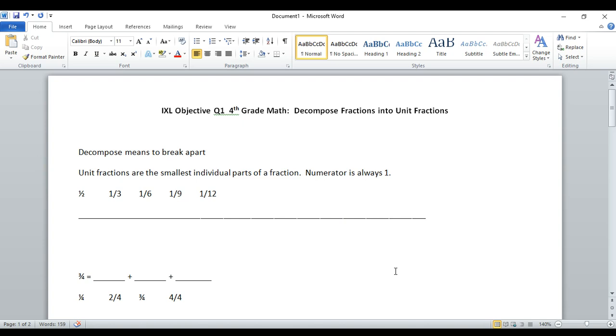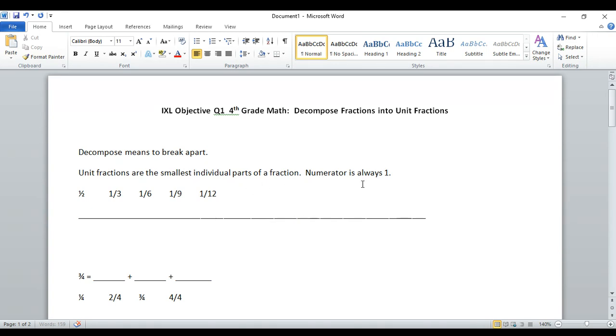Hi boys and girls, this video is to explain IXL Objective Q1 from 4th grade math, and it's called Decompose Fractions into Unit Fractions. So let's go over a little bit of vocabulary. Decompose means to break apart, so you're going to be breaking apart some fractions. And unit fractions are the smallest individual parts of a fraction.